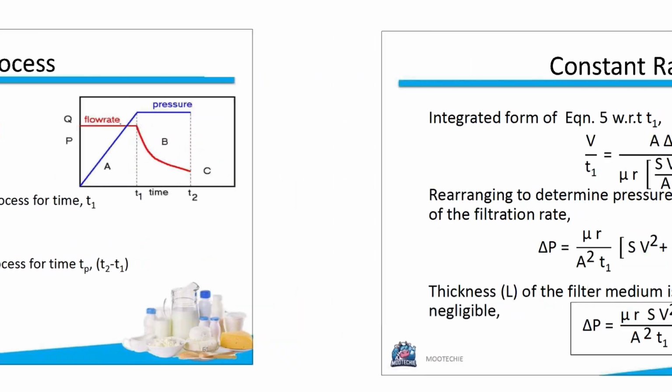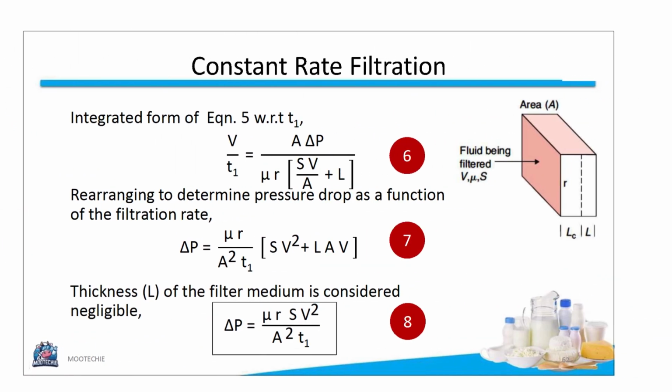For constant rate filtration, we can integrate the governing equation. Rearranging it allows us to determine the pressure drop as a function of the filtration rate. The equation becomes ΔP equals μ R' divided by A squared T1, multiplied by the quantity S V squared plus L A V. If the thickness of the filter medium, L, is considered negligible, this simplifies to ΔP equals μ times R' times S times V squared divided by A squared times T1.